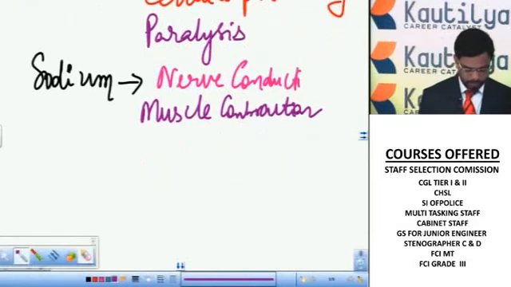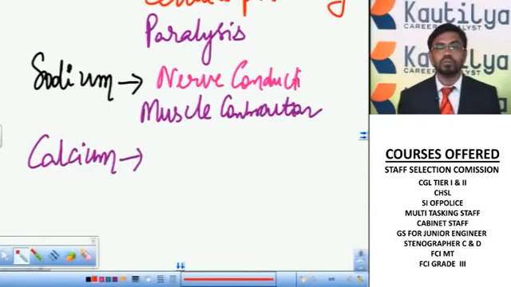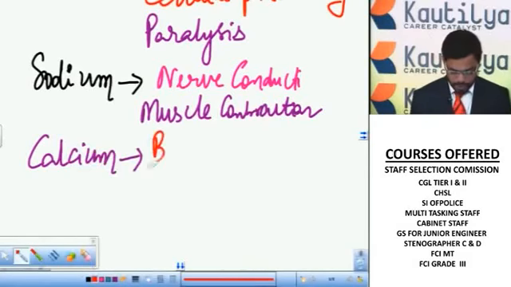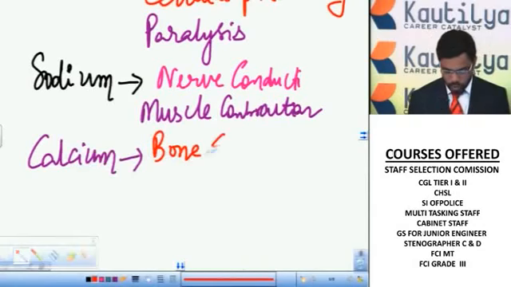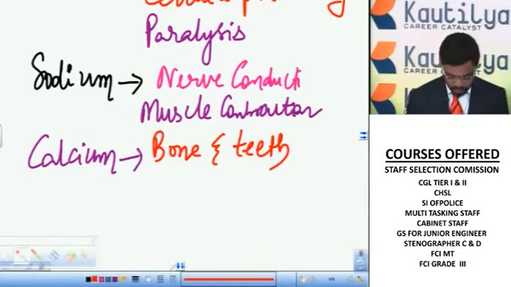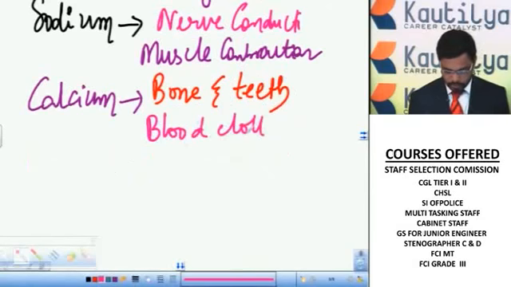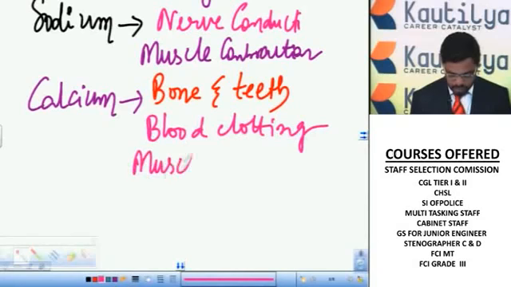Next, calcium. Calcium is a component of bone and teeth. So the calcium is useful for bone and teeth formation. This calcium is available in the form of calcium carbonate and calcium phosphates. The calcium is also a factor for blood clotting. The calcium is also useful for proper muscle contraction.